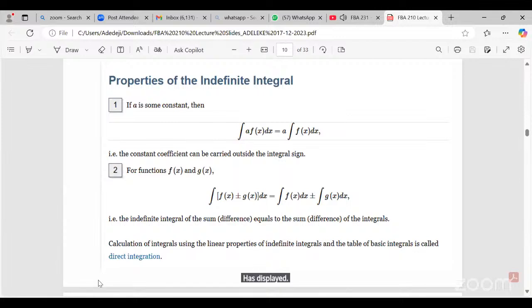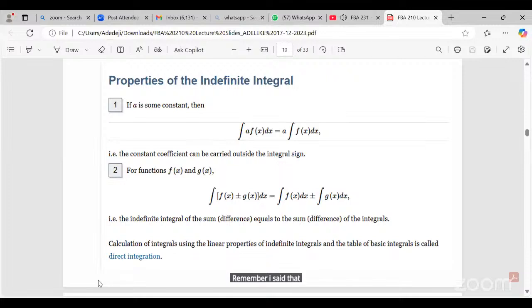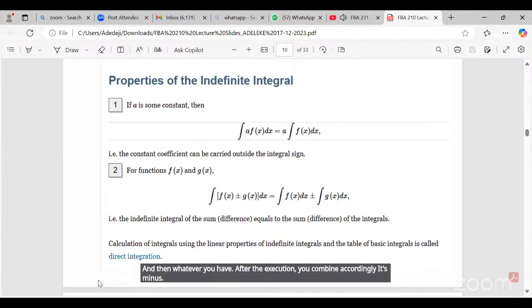You can see that if I have functions g of x and f of x multiplying each other, remember, I said that you could do the combination if it is possible, and whatever you arrive at, you integrate. Or integrate the functions independently, and then whatever you have after the integration, you combine accordingly, either it is minus or plus.